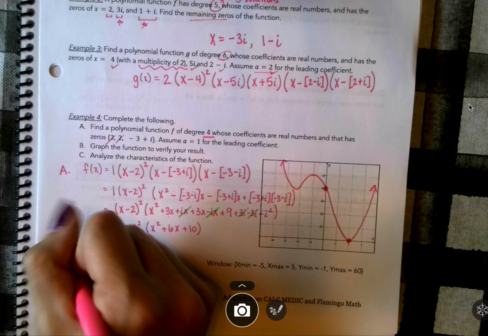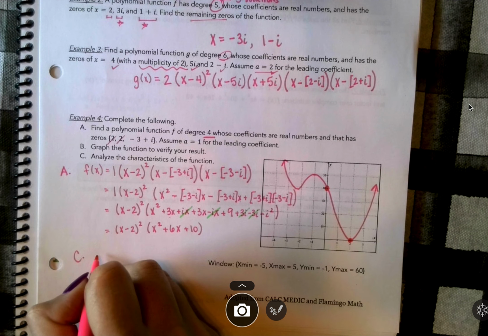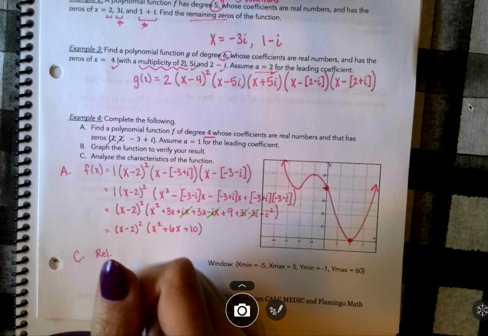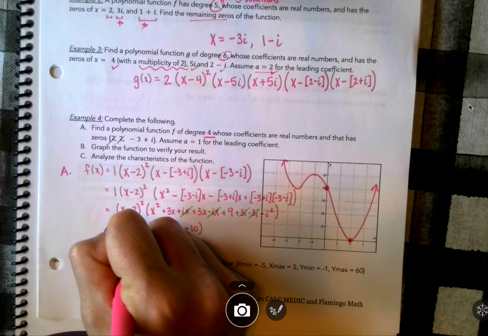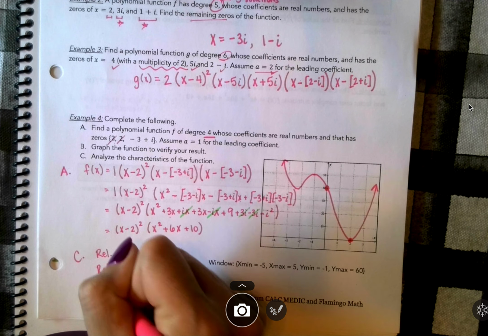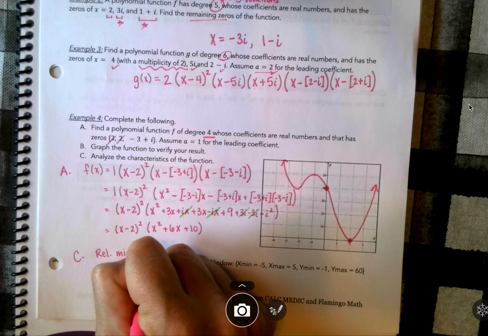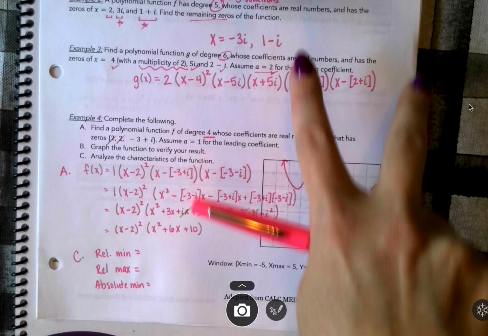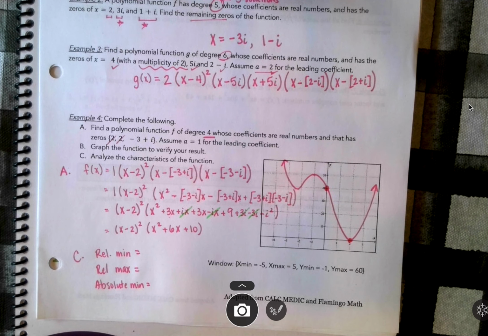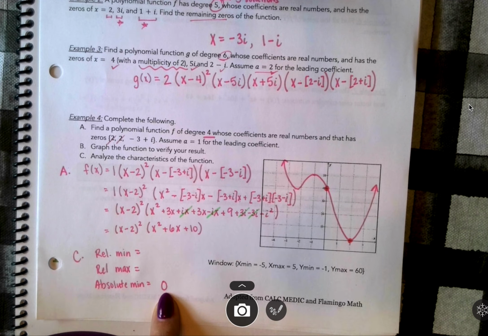And then for part C, I want to analyze the characteristics of the function. So for this, there's lots of characteristics we could do. We could look at concavity, increasing, decreasing, max, mins. I'm just going to do my relative max or mins, so my relative extrema and my absolute extrema. So my relative min, my relative max, and then my absolute min. I do not have an absolute maximum because my graph will go up forever. So my absolute minimum is at (2, 0), which means the y value is 0. My absolute minimum y value is 0.